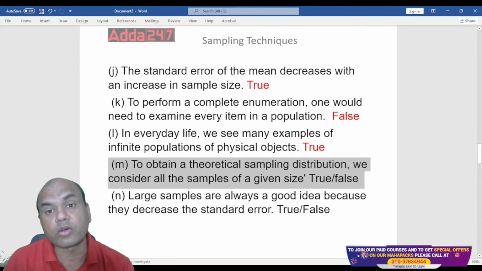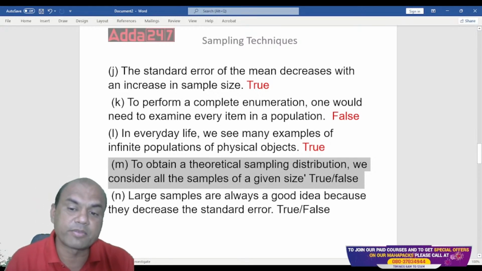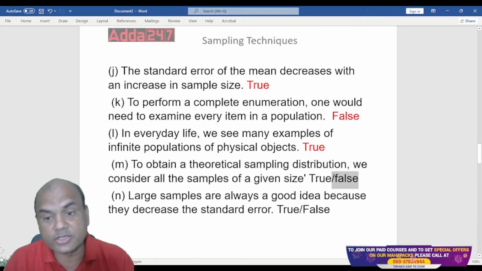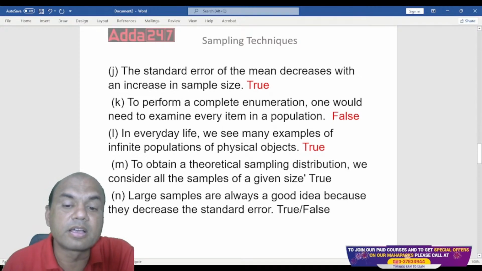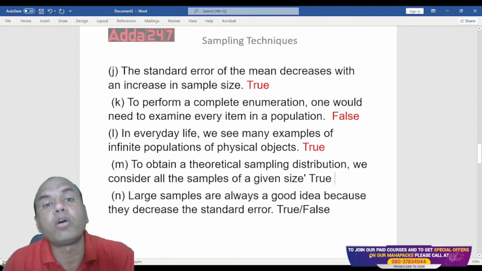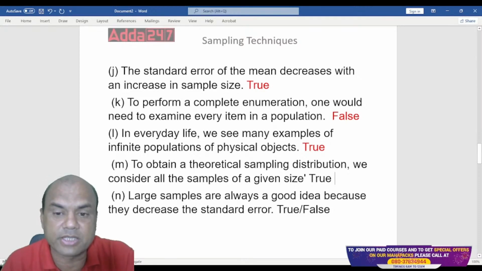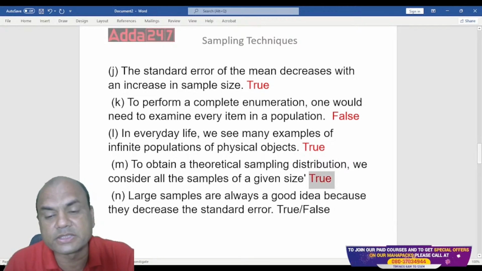So do we consider all the samples or no? All the samples, everyone? So the answer is true. Yes, we consider all the samples of the given size. If you have to take a sampling distribution, you have to consider all the samples, whichever sampling you have done. So the answer is true again. Got it? Let me see how many of you have answered this.